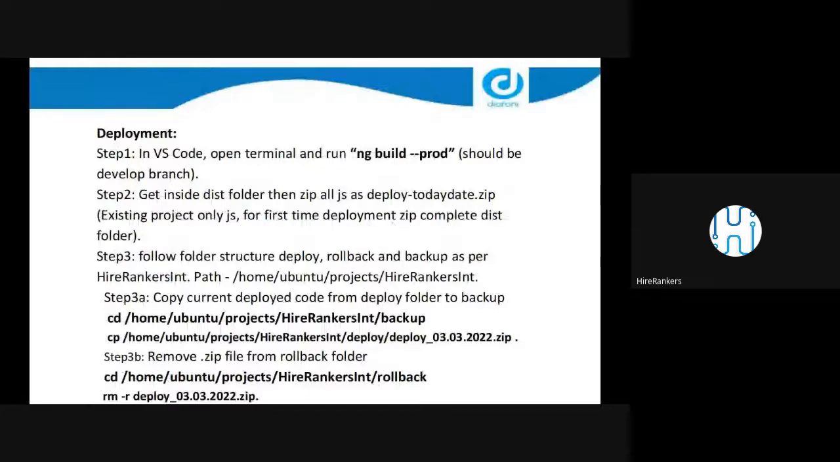In Visual Studio Code, open the terminal and run the command ng build --prod. Make sure your branch is the develop branch. Actually, this build command will bundle and optimize the whole project into JavaScript files under the folder called dist. We should deploy those files in production.